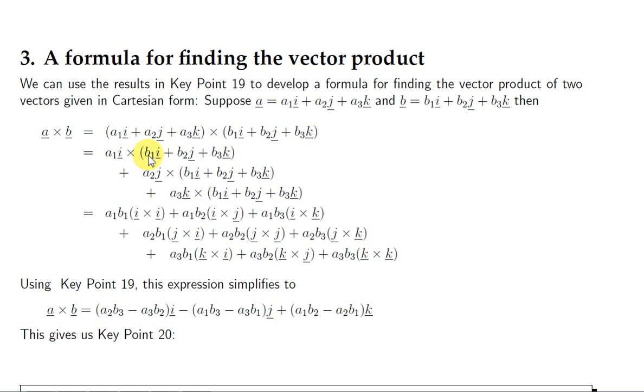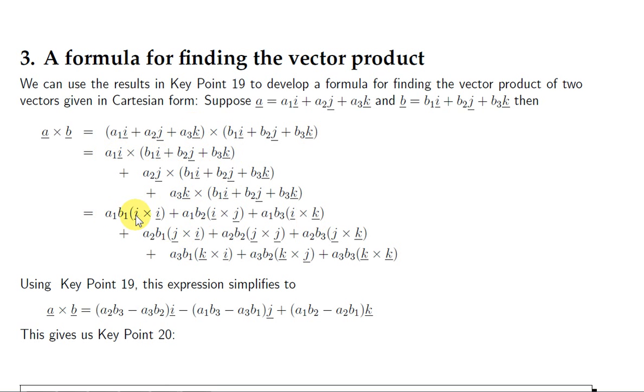We can take a1i and cross it into each of these terms. The cross product of a1i with b1i is a1b1 times the cross product of i with itself. So the scalars a1 and b1 can be taken out to the front, and we just have the cross product of i with i. Similarly, for the next term, we have a1b2 times the cross product of i with j. Then we have a1b3 times the cross product of i with k. And so on. We can do the same for a2j and for a3k.